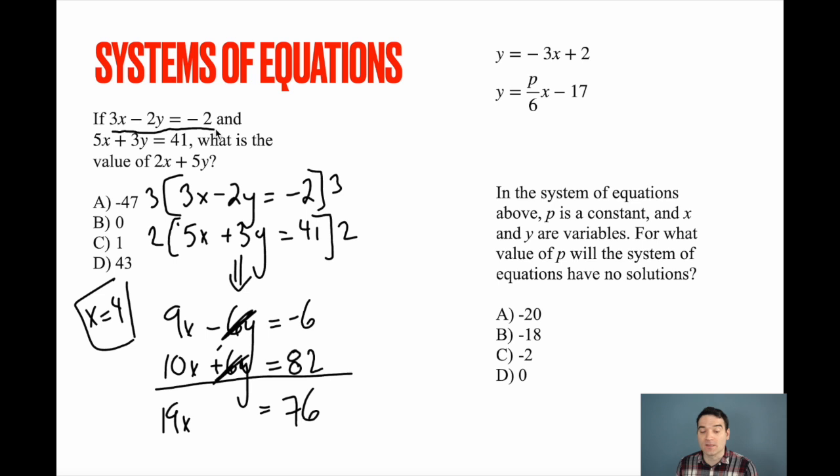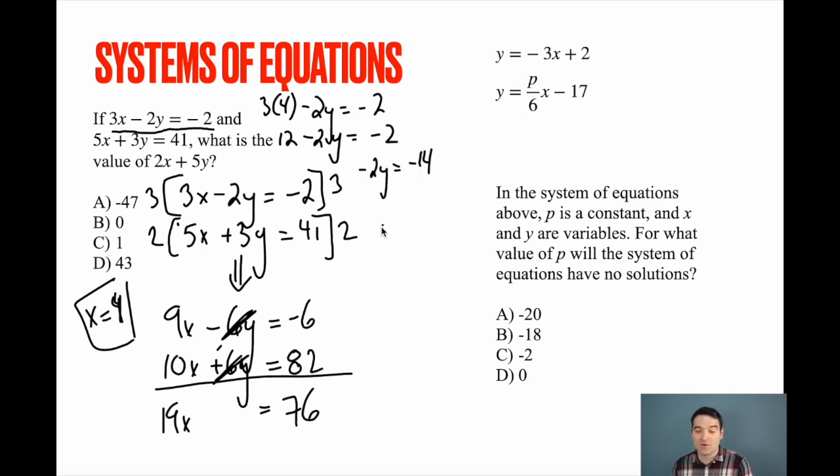Well, let's go into here. I'm just plugging this value that I got for x back into one of the equations, doesn't matter which one. 3 times 4 minus 2y equals negative 2. That's 12 minus 2y equals negative 2. Subtract 12. I get negative 2y equals negative 14, almost there.